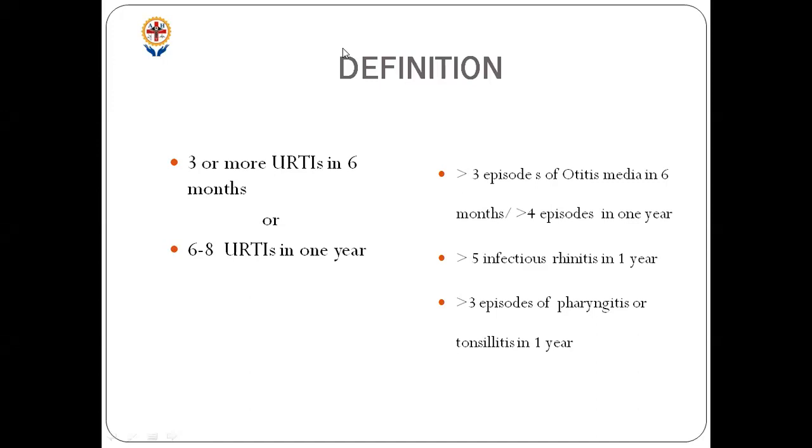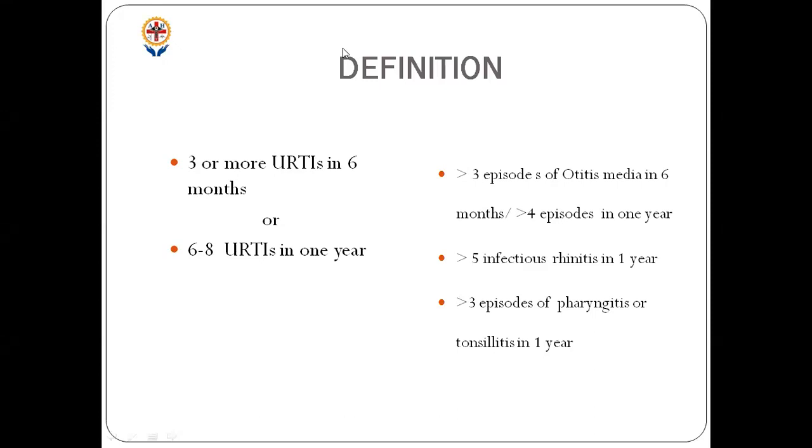Based on this data, for polytopic infections, the Indian expert consensus in 2017 gave a definition for recurrent URTIs. It is defined as 3 or more episodes of URTIs in 6 months or 6 to 8 URTIs in 1 year. Why 6 to 8? Why is there a range? Why is it not 6 or 8? It is again based on the age.